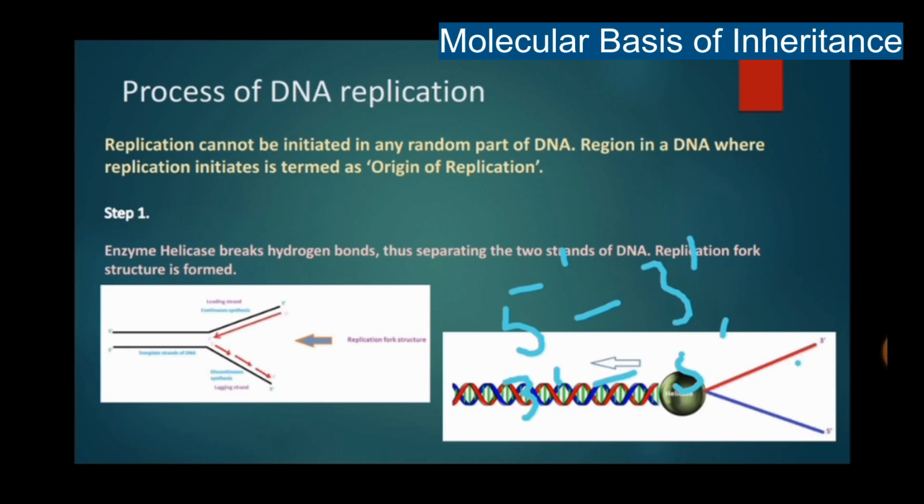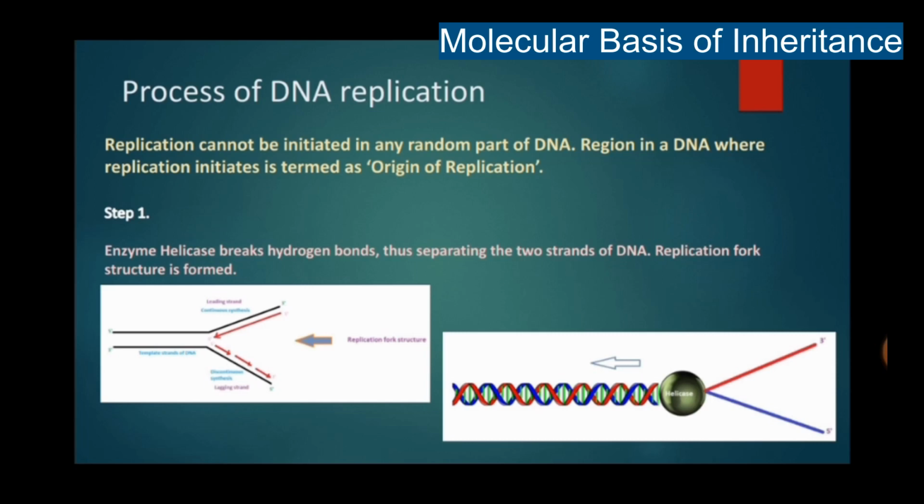So now what happens next? Once the replication fork structure is formed, now DNA polymerase can do its job. अब जैसे ही replication fork create होता है, now DNA polymerase can do its job. Now, what is the job of DNA polymerase? To create a copy of both these separated strands.